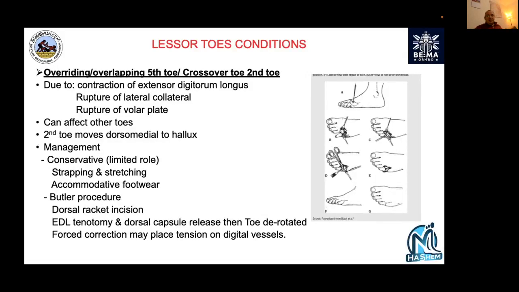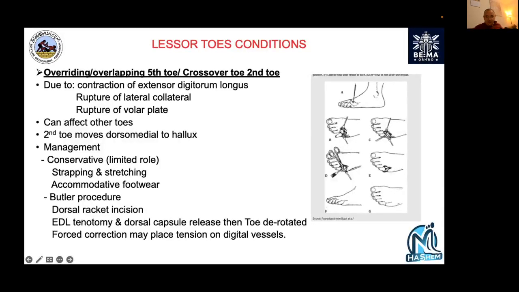And to understand the Butler procedure, have a look at the image on the right side. This is how the toe will be extended and in varus. So what you do, you just do a V cut here, like a racket incision. Then you release the extensor digitorum. You do extensor digitorum tenotomy and a dorsal capsule release. And then what you do, you pull the toe to this side. Then your racket incision will become a Y rather than a V.